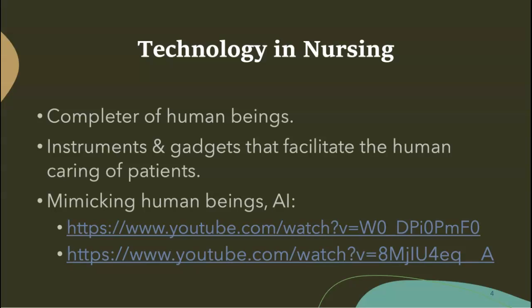Number 2, as instruments and gadgets that facilitate the human caring of patients, for example, heart monitors, or care robots, which are devices that assist healthcare providers in their role as caretaker. And number 3, as mimicking human beings. For example, humanoid robots that use artificial intelligence so they can adapt and learn.